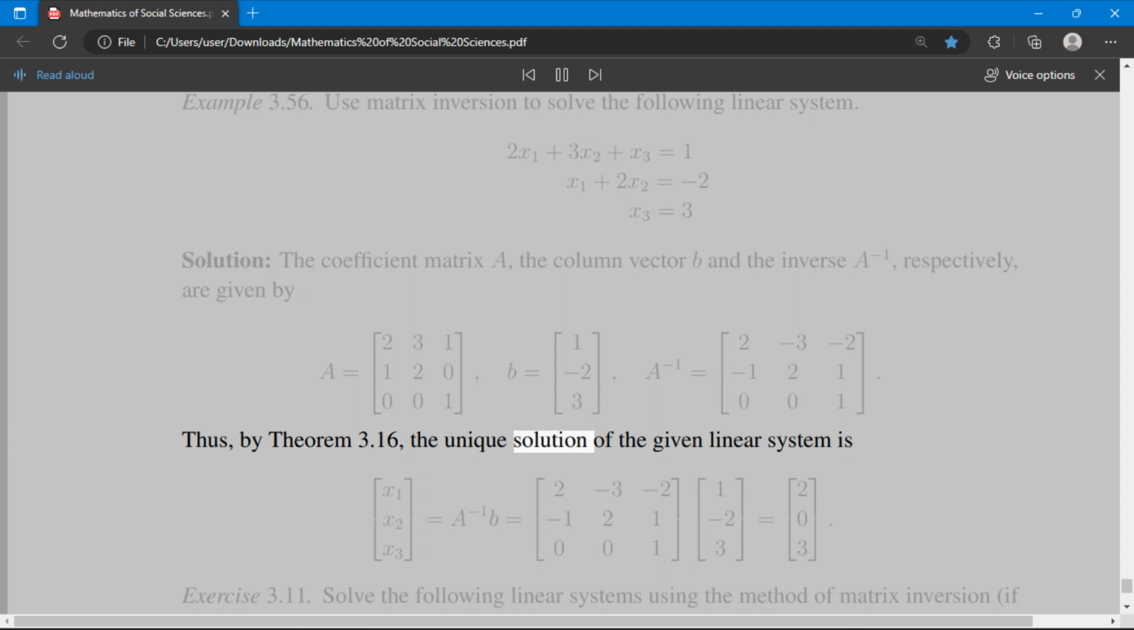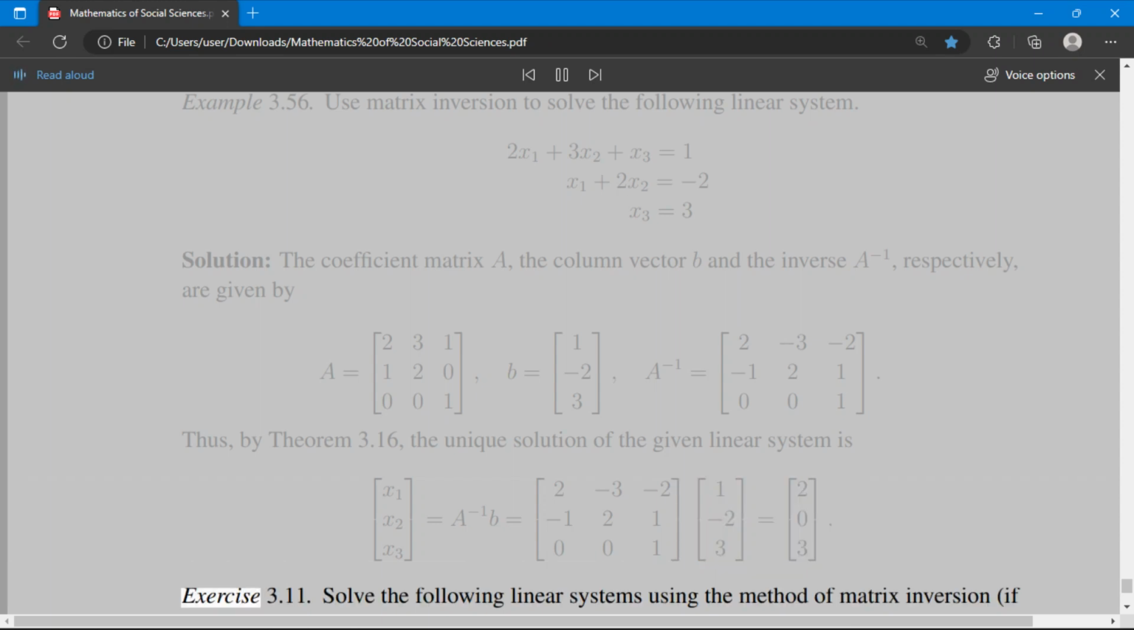Thus, by Theorem 3.16, the unique solution of the given linear system is [x1 x2 x3] = A^-1 B = [2 -3 -2; -1 2 1; 0 0 1][1 2 3] = [2 0 3].